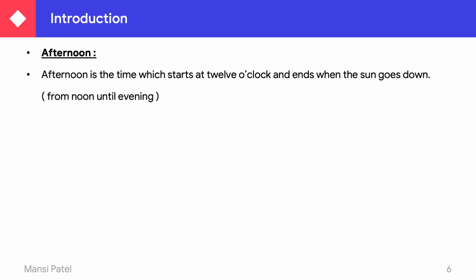Secondly, afternoon. Afternoon is the time which starts at 12 o'clock and ends when the sun goes down. From noon until evening, we use the word afternoon. Afternoon means after 12 o'clock until the sun goes down. Till that time, we can use the word afternoon.